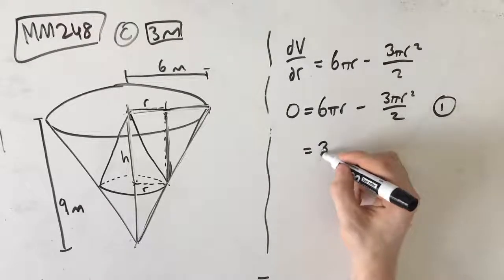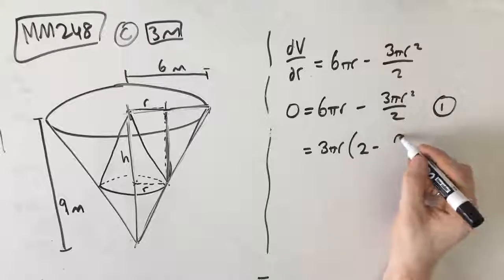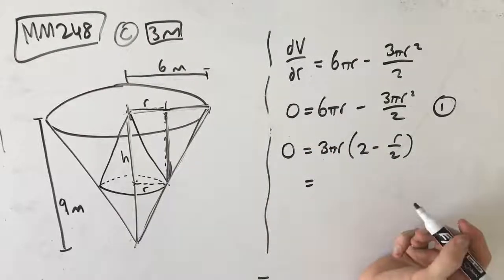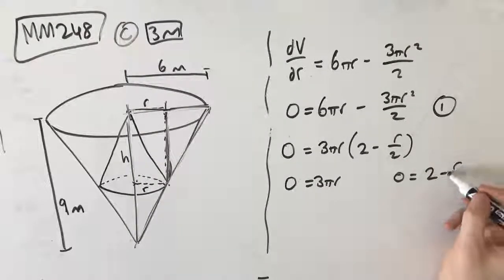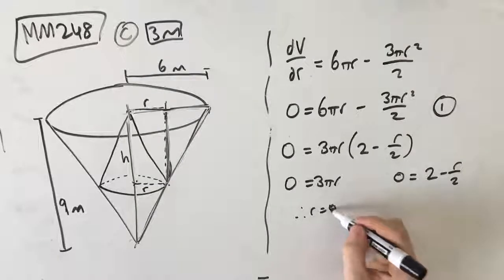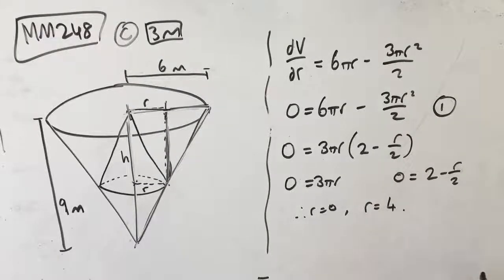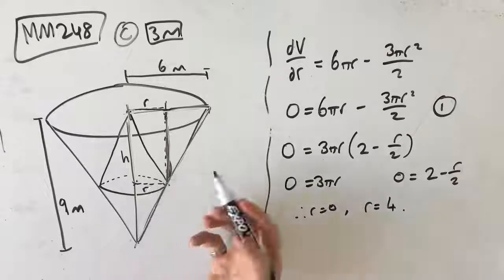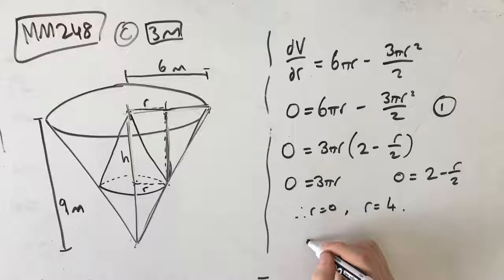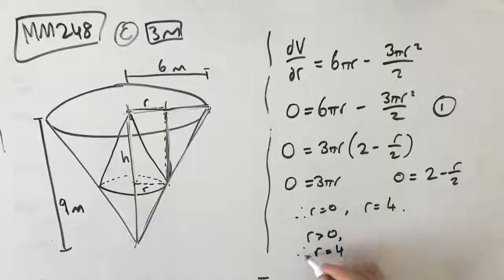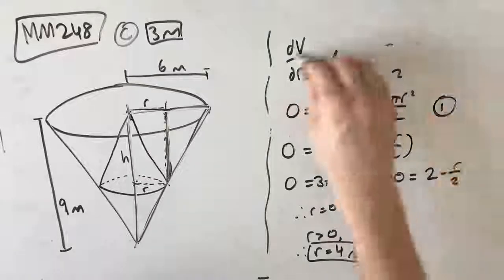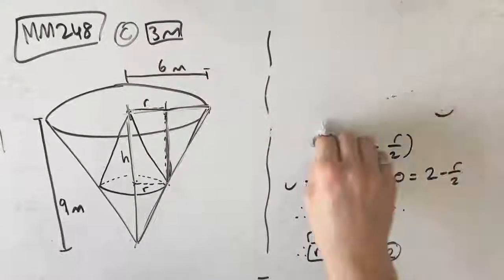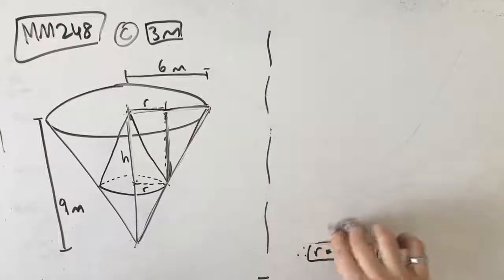We're going to take out a common factor of 3 pi r here. So we get 3 pi r times (2 take r on 2), which means we get 0 is equal to 3 pi r, or 0 is equal to 2 minus r on 2. Therefore, r equals 0, or r equals 4. Since our radius has to be greater than 0, because the radius can't be 0 or it wouldn't exist, r equals 4 meters. Yep, 4 meters. Finding the value of r gives us our second mark.